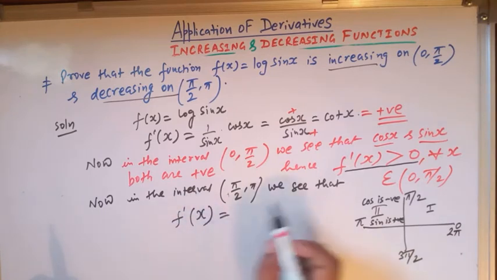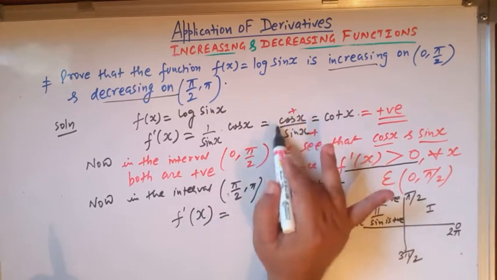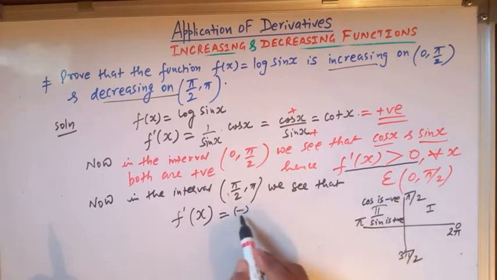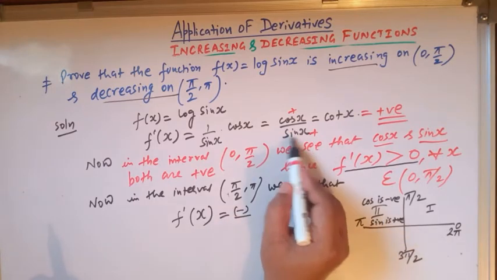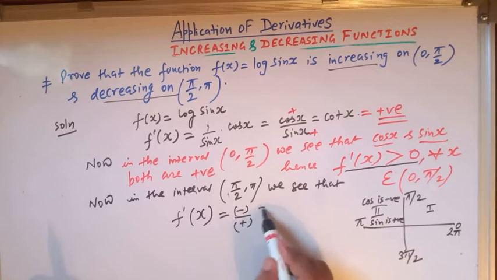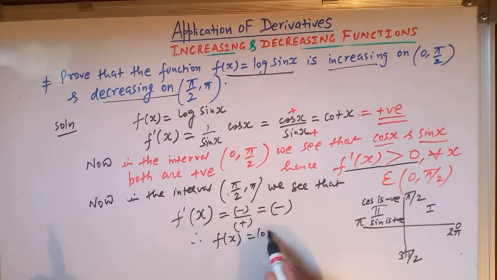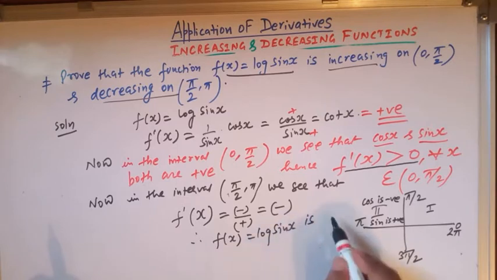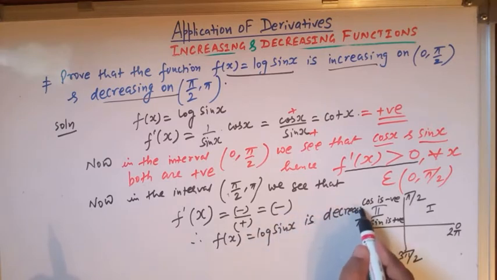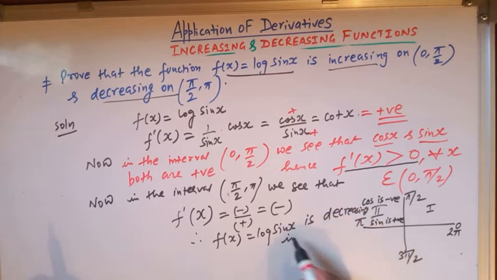So, therefore, now f dash x is equal to cos x over sin x; cos x is negative in the second quadrant and sin x is positive. So this quotient is negative. Clear? So therefore this function f(x) equal to log of sin x is decreasing in pi by 2 to pi. Clear? So viewers, this is how we solve this problem.